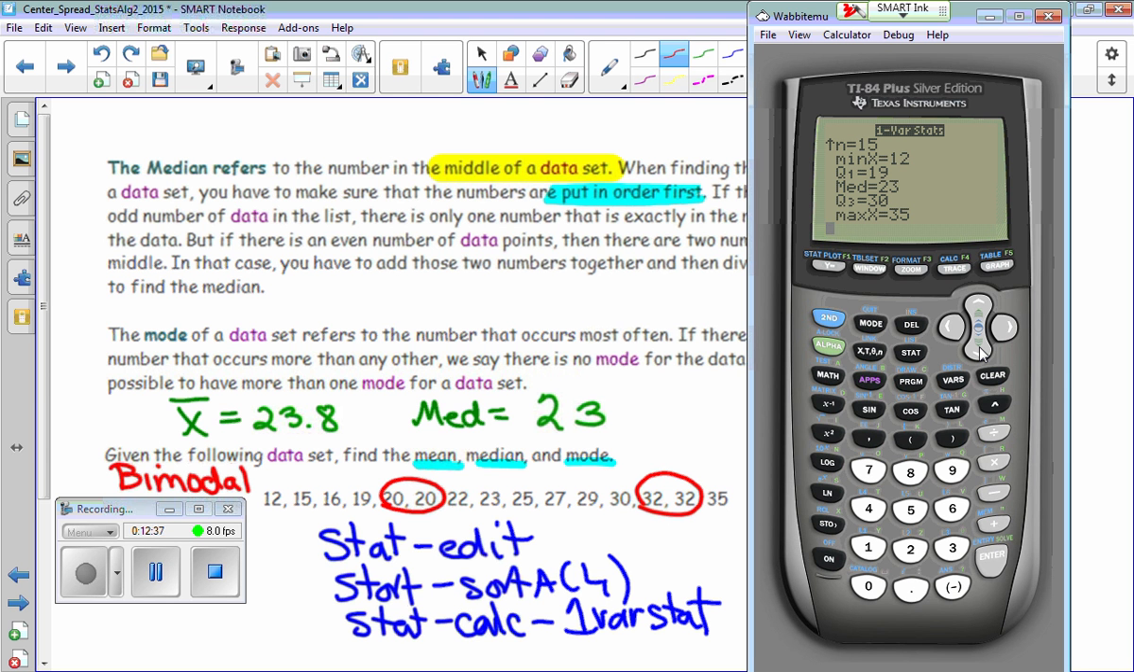Now, if you look at this calculator screen, there's some other curious information that you learned back in Algebra 1. What is Q1, Q3? Anybody remember what those are? First quartile, second quartile, third quartile. What are quartiles?